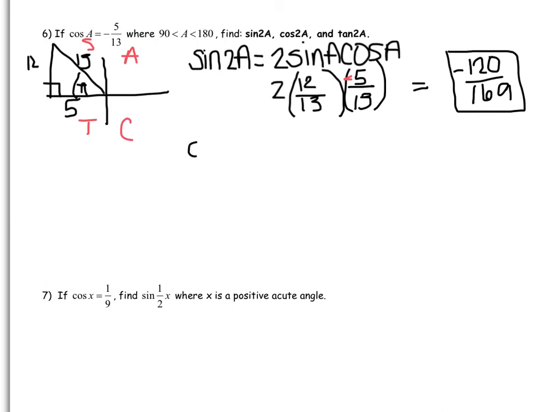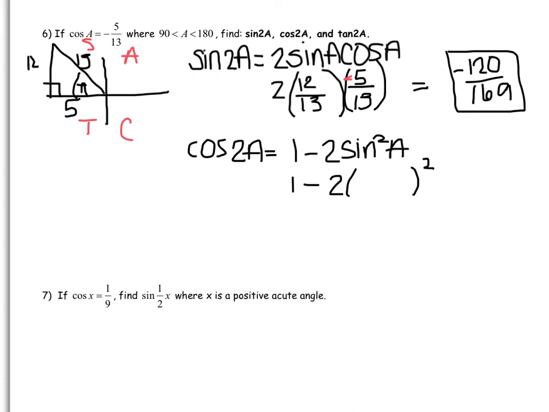So let's do cos of 2A. So again, you could pick whichever formula you want from the front. I chose this formula since we really didn't use it. So 1 minus 2 sine of A squared. So again, sine is opposite, which is 12, over hypotenuse, which is 13. So if you put this into the calculator just the way you see it, you should get negative 119 over 169.